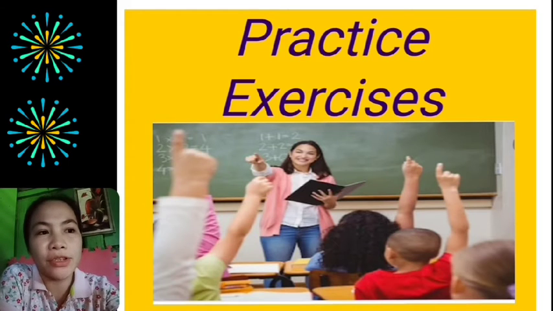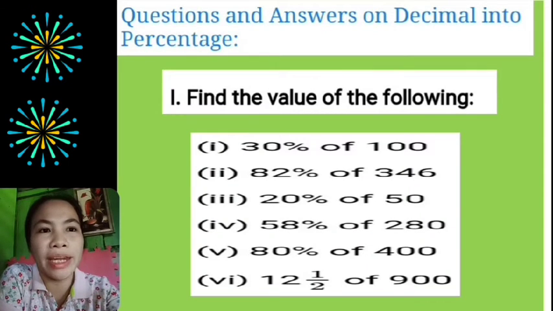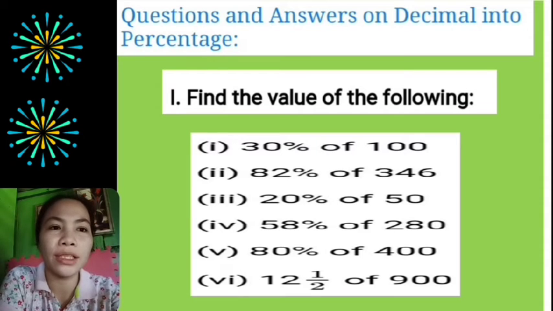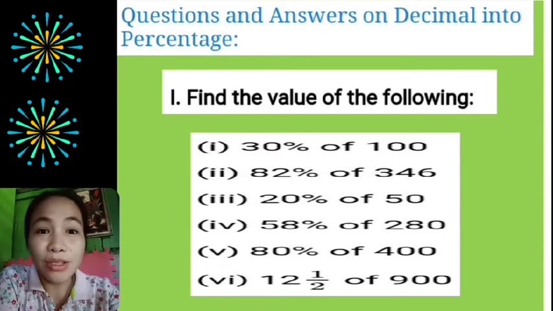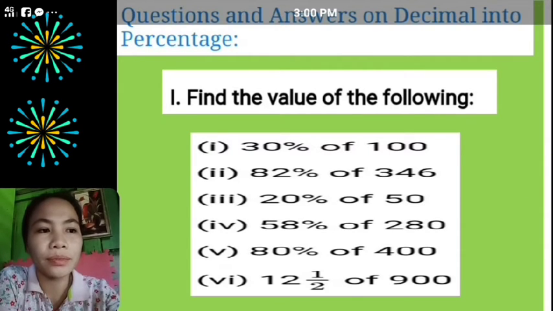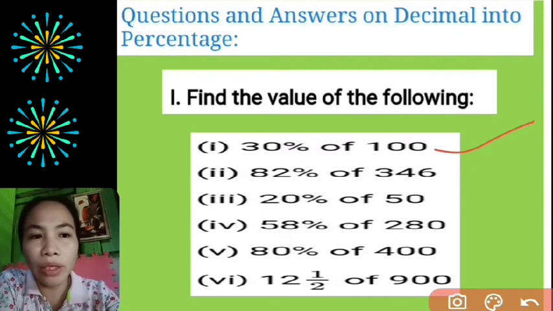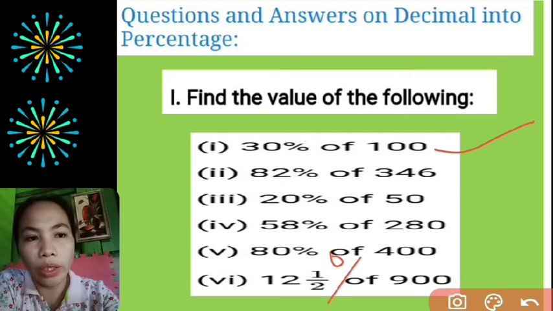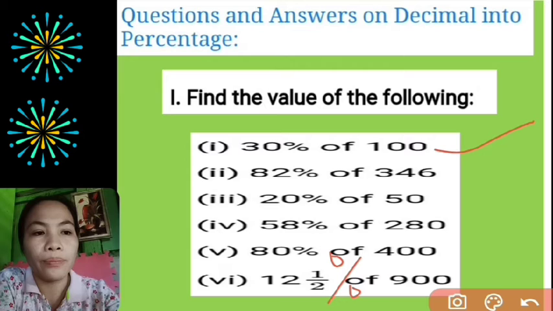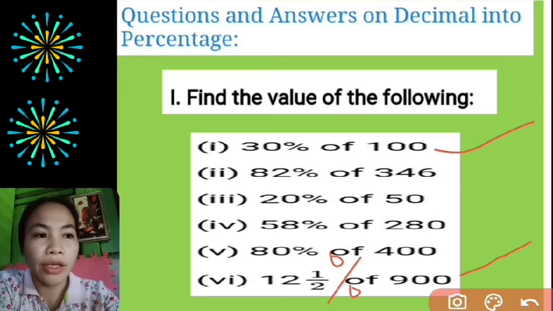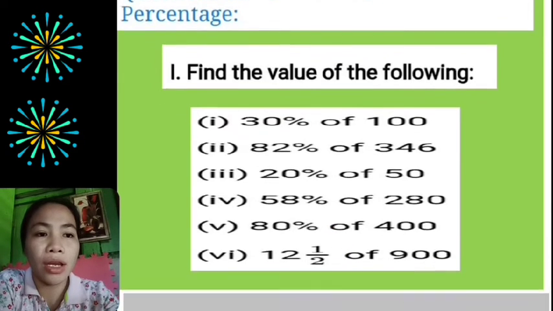So we have practice exercises. Let's try this one to answer: questions and answers, and decimal into percentage. Find the value of the following: 30% of 100. Let's try to solve this one and find out if we get the correct answer. So we only choose these two: the 30% of 100, and 12 and 1/2% of 900. We only choose these two given questions to answer. Let's see if we get the correct answer.